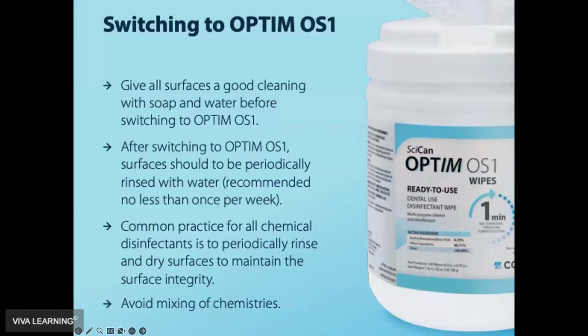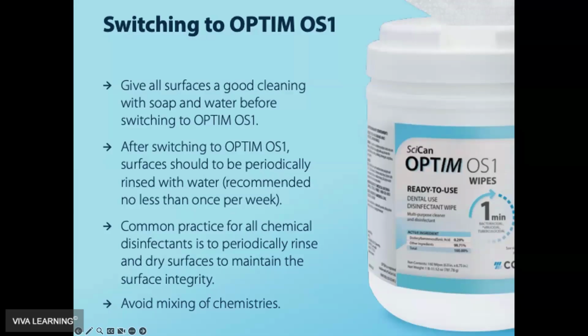Now, if you are using one chemical and switch to another, or you're switching to Optima OS 1, here are some instructions for you. Number one, make sure that you give all of your surfaces a good old-fashioned cleaning with soap and water before switching. And the purpose of that is you want to remove residual chemicals from the previous disinfectant that was used. If you do not, number one, you're going to notice maybe discoloration or clouding of your surfaces, and number two, you might notice a smell that is not so appealing as well. So you'll always want to remove residual chemicals.